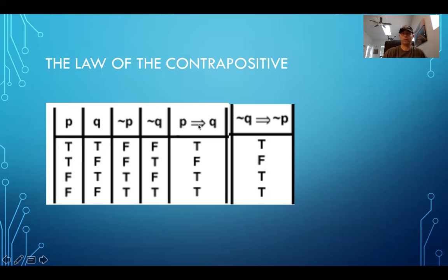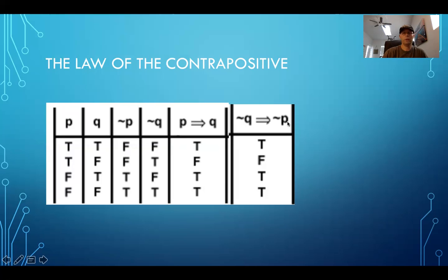Then I go to P implies Q, which I've done twice already, even in this lecture. Where is P implies Q false? Where P is true and Q is false. So I look for where P is true and Q is false. And that is the only place P implies Q is false. All other scenarios, P implies Q is true.